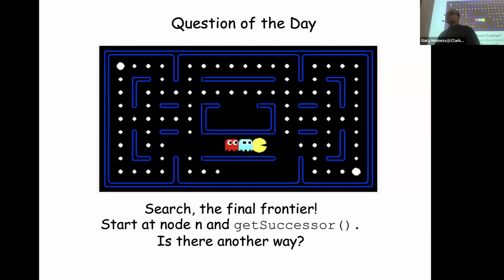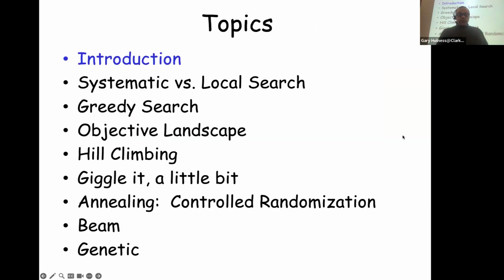No? Okay, well, this is the subject of today, right? Another type of search. Absolutely, there's something else. And in that something else, we're going to make use of randomization. Okay? All right. So what we've been doing so far is so-called systematic search.